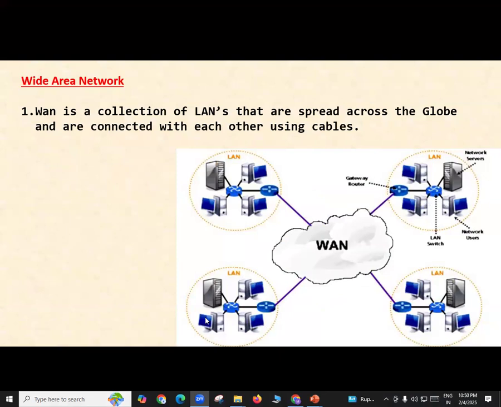Fine, so I guess this is enough for the day. We understood three types of networks here: local area network, metropolitan area network, and wide area network. There are a few more things that we need to see. Most probably we'll see them in our next class.